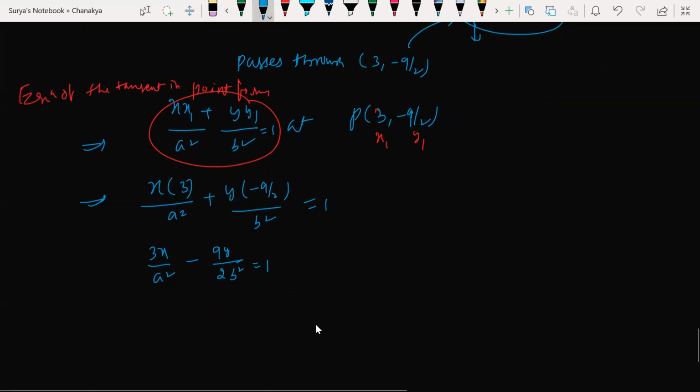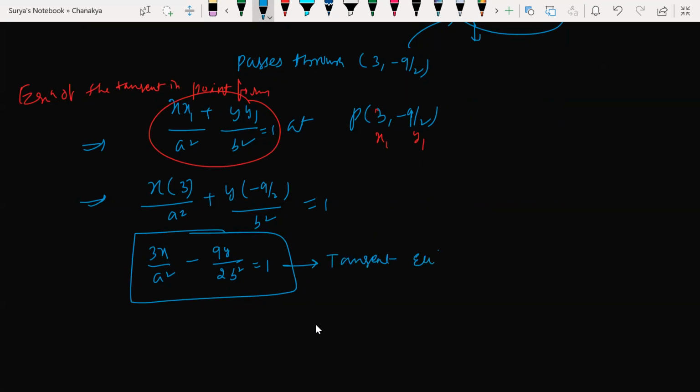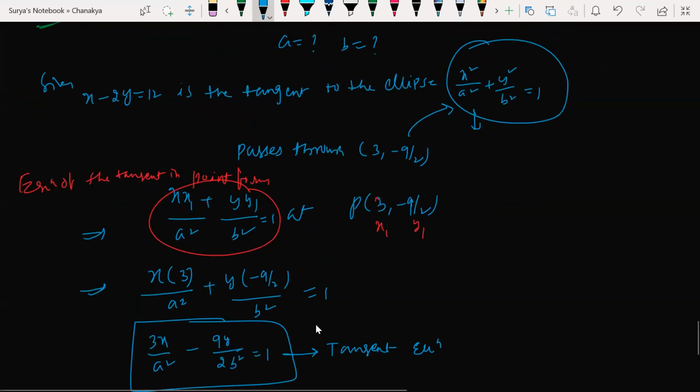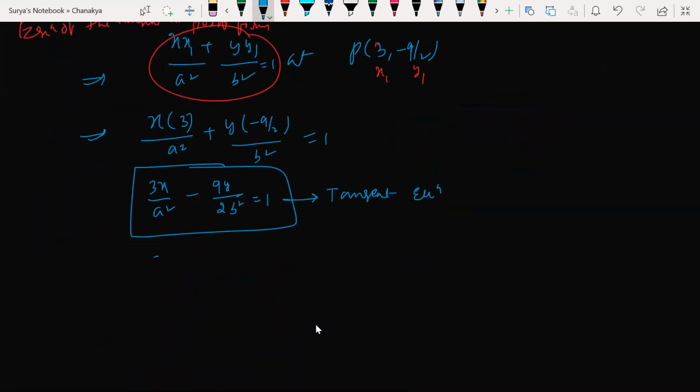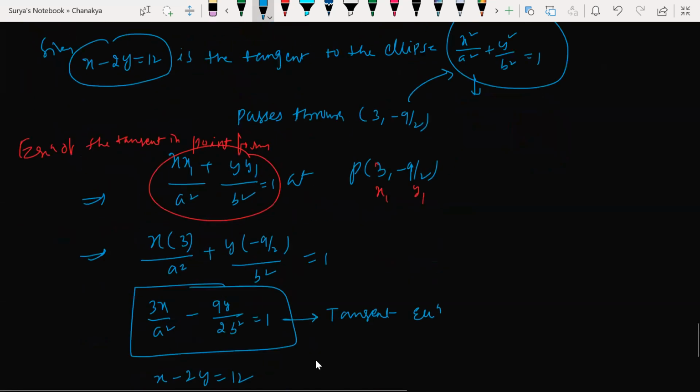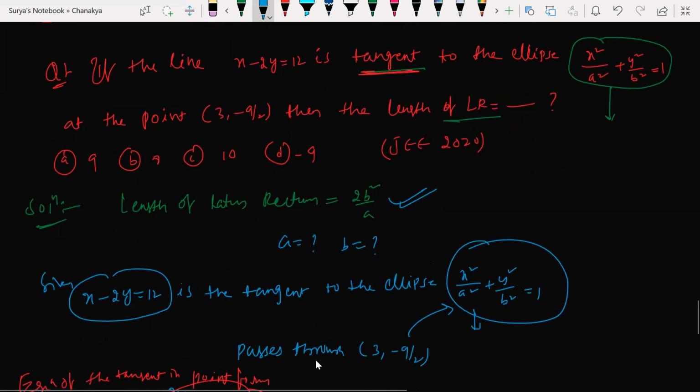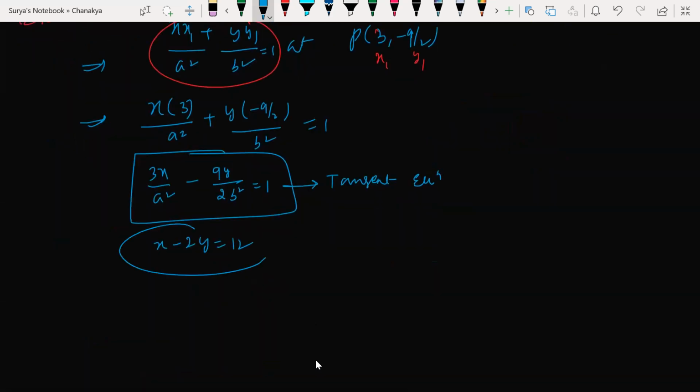What is this, beta? Is it a tangent equation or not? Yes or no, people? There's my tangent equation. And he has given one more tangent equation. What is that? x minus 2y is equal to 4. Look, x minus 2y is equal to what? 12. Yes or no? x minus 2y is equal to 12 only, right? Yes, this is also my tangent equation.